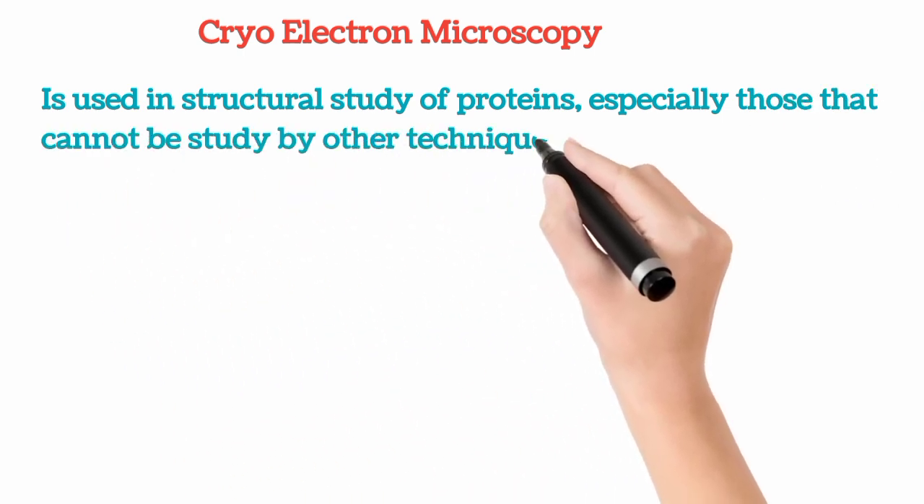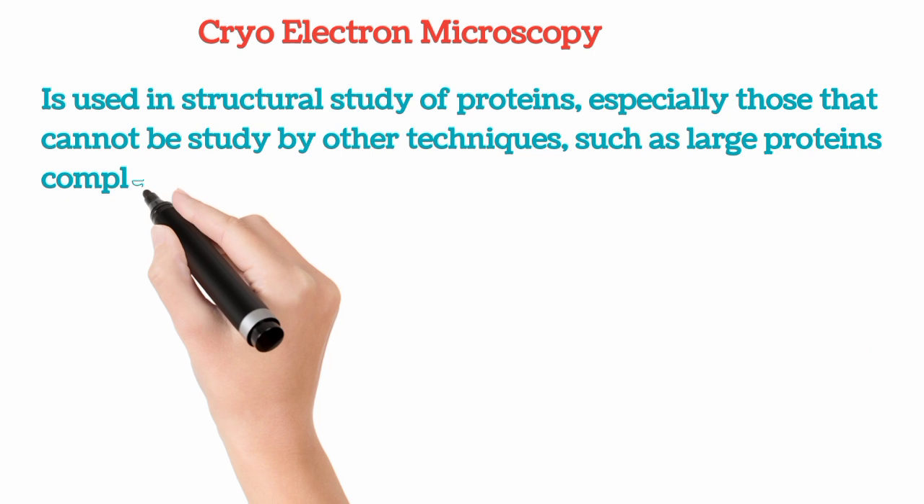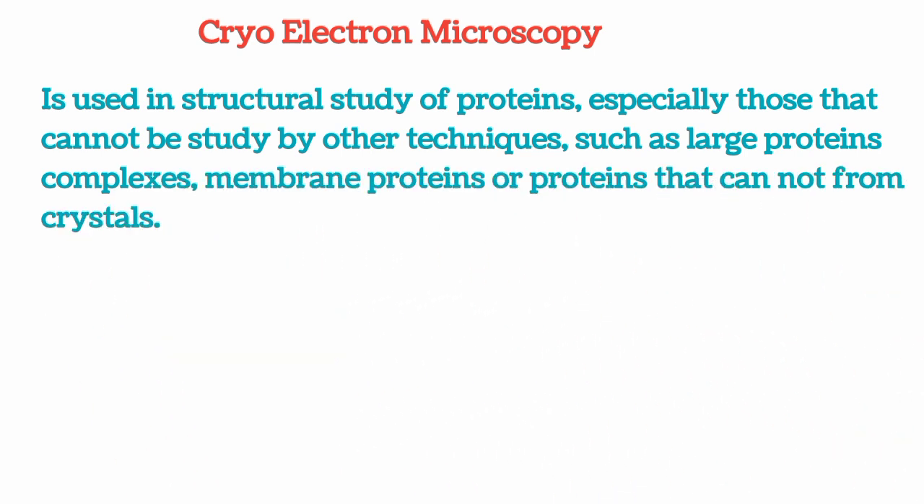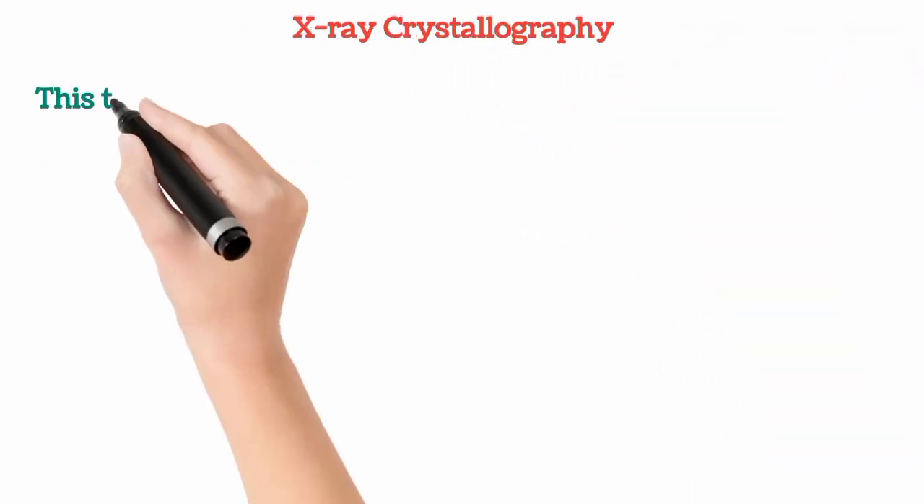The cryo-electron microscope is used in structural biology. It's used in the structural study of proteins, especially those that cannot be studied by other techniques, such as large protein complexes, membrane proteins, or proteins that cannot form crystals. Cryo-electron microscopy is a type of electron microscopy used in studying larger proteins, which include membrane proteins and those proteins that cannot form a crystal. If they cannot form a crystal, you cannot use the other technique.